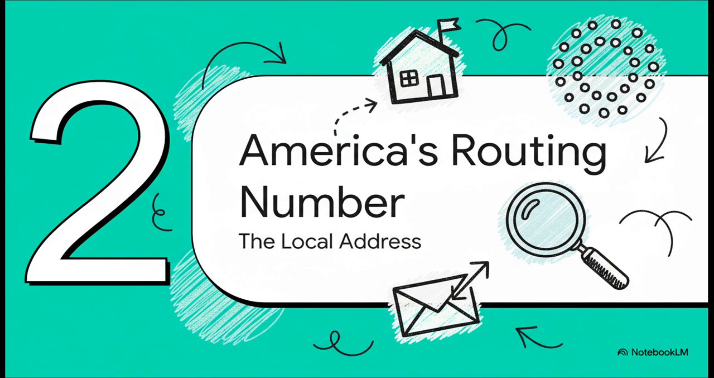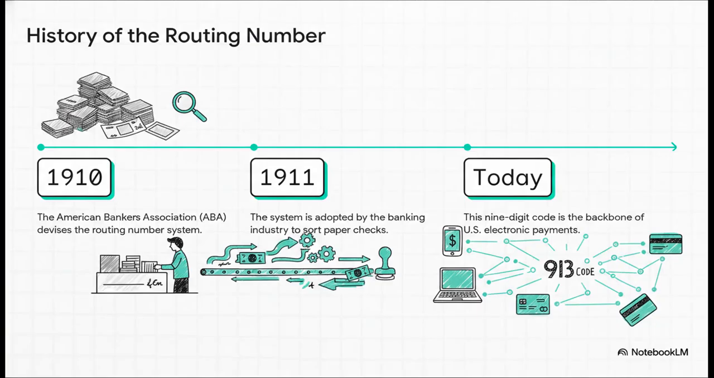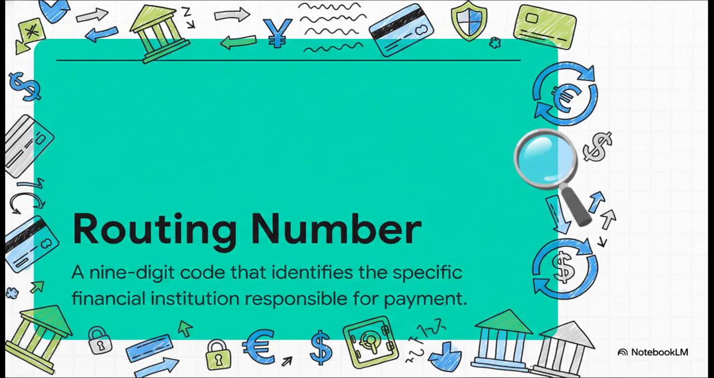Okay, so let's start at home with the one most of us in the US are going to see all the time, the routing number. This is basically your money's local address. And get this, the system is over 100 years old. Back in 1910, the American Bankers Association came up with it to solve a huge problem: how to sort these massive piles of paper checks. By 1911, it was the standard. And today, that same 9-digit code is the engine behind pretty much everything, from your paycheck's direct deposit to paying your bills online.